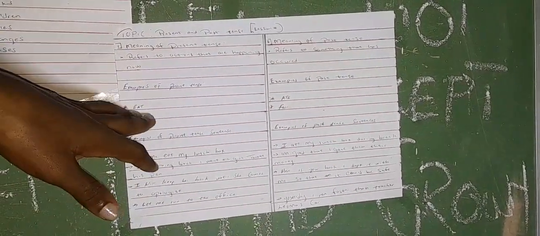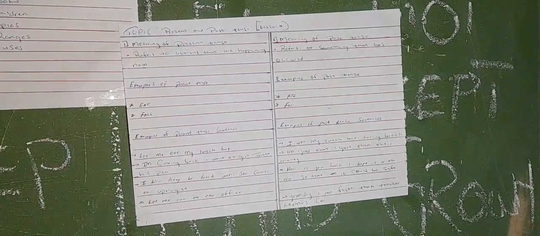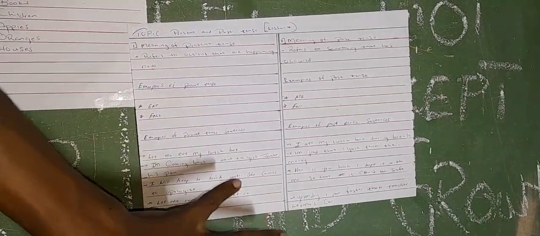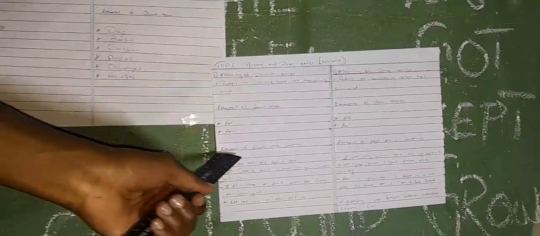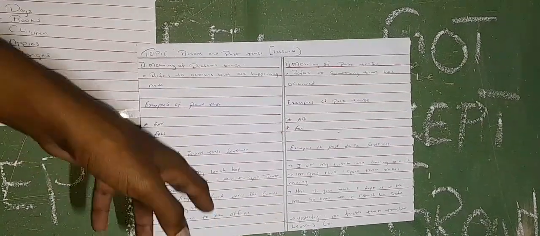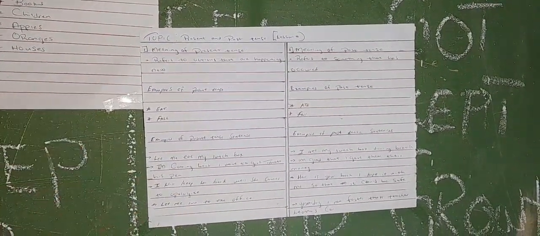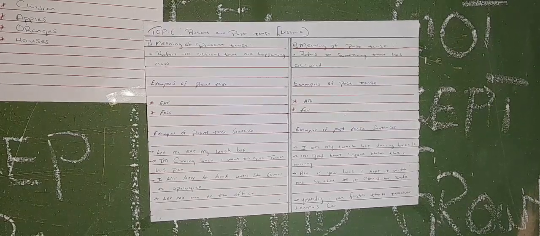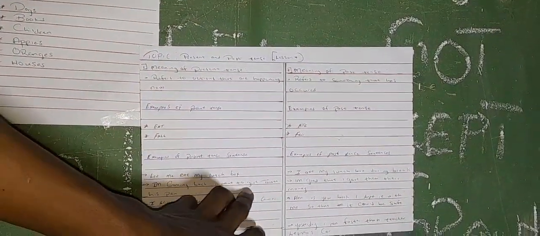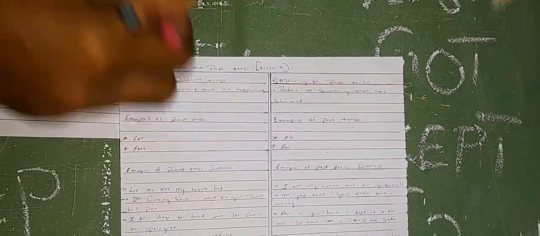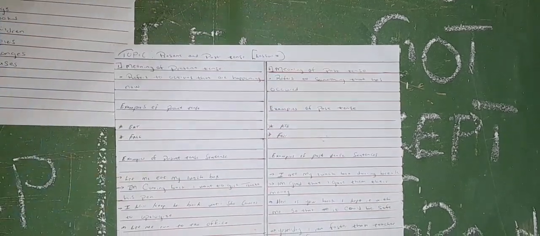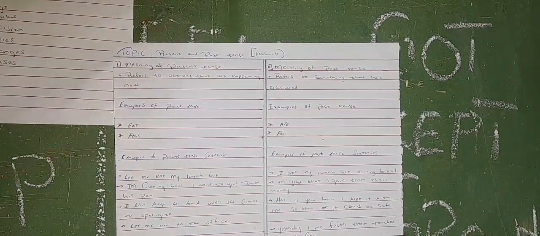Examples of present tense: eat, fall. I'll just give 2 because most of the things I wrote them on the board. And then examples of present tense sentences. These are sentences: let me eat my lunch box. Right now, let me eat my lunch box. That means it's in the present tense. I want to eat my lunch box. So just allow me to. I'm coming back. I want to give Tato his pen. I'm coming back, but I still want to give Tato his pen. That's still in the present form.